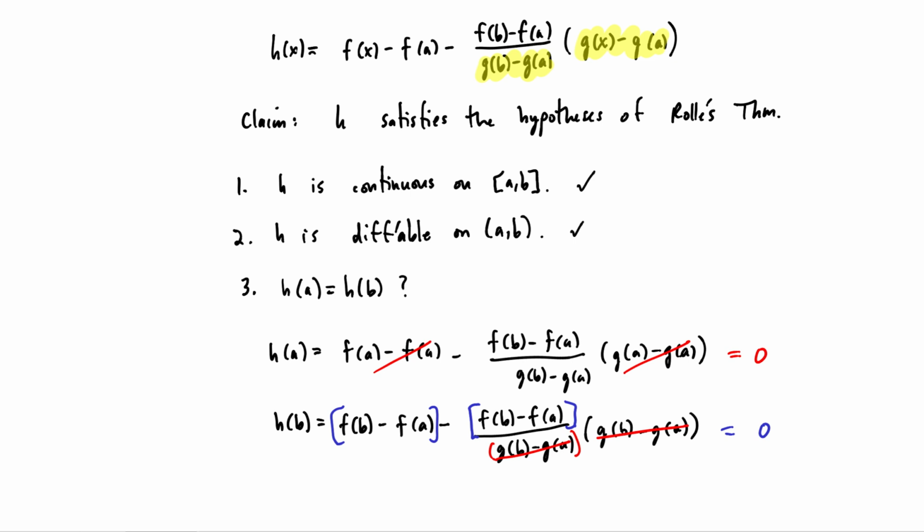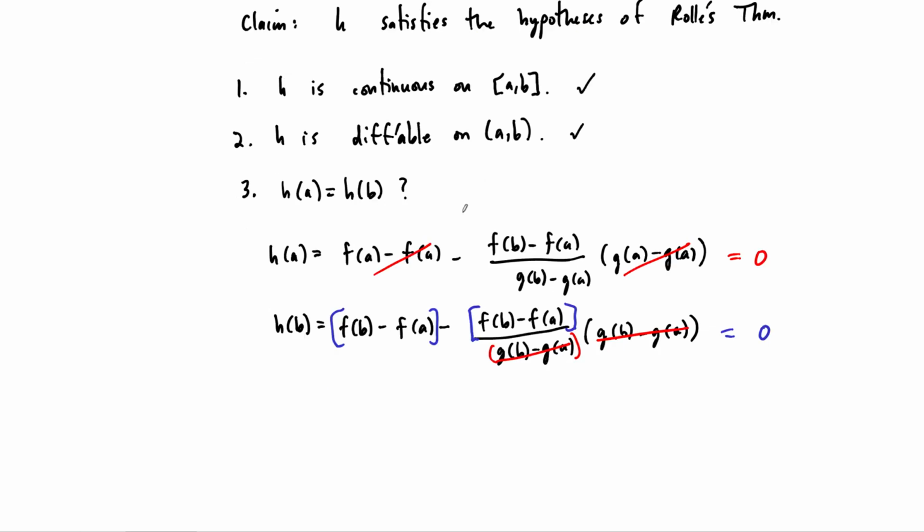So since these are equal and the function obeys the continuous and differentiable hypotheses, this is check mark now, so thus Rolle's theorem applies, right? And that's good because now we're going to use Rolle's theorem, and then we're basically done.